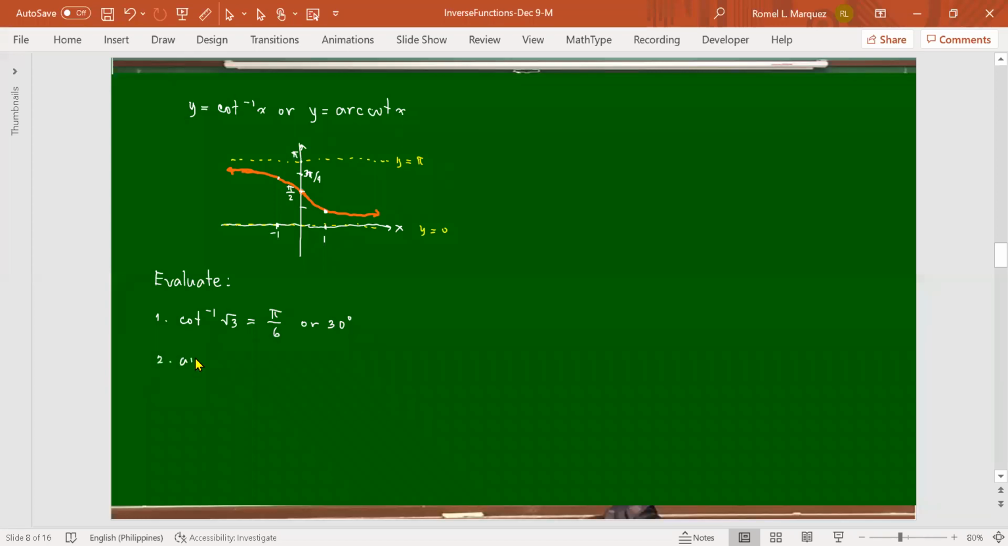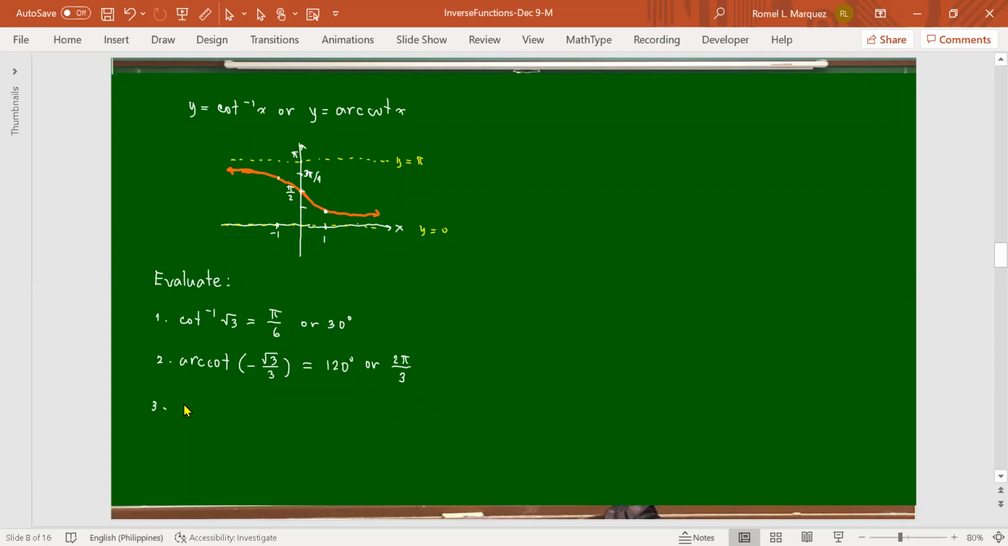Number 2, arc cotangent of negative square root of 3 over 3. What is that angle? If I take the cotangent, it is negative square root of 3 over 3. So we take it in the second quadrant. So the reference angle is 60 degrees. So that is 120 degrees, or 2 pi over 3. So that is the value of our inverse cotangent of negative square root of 3 over 3.